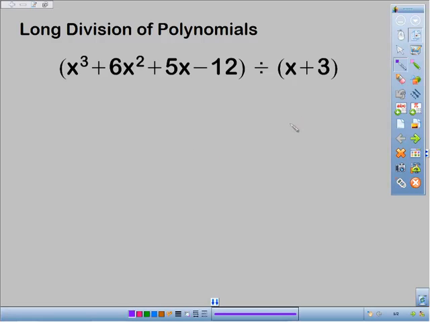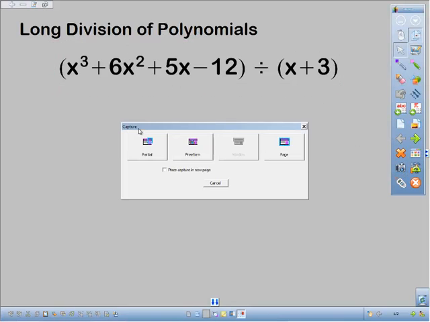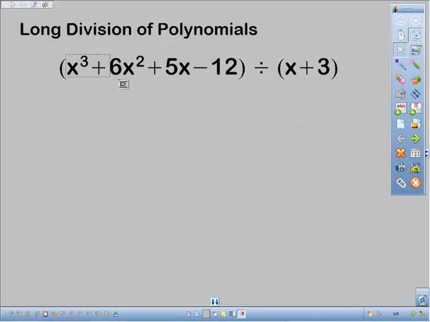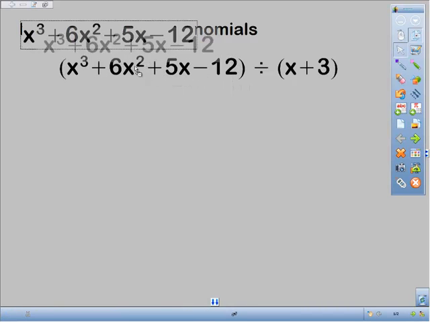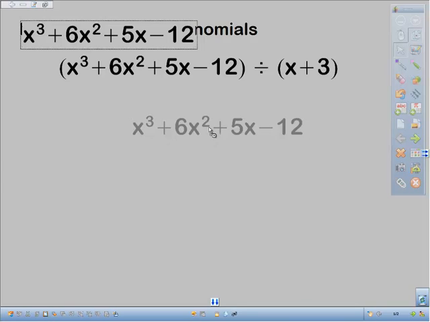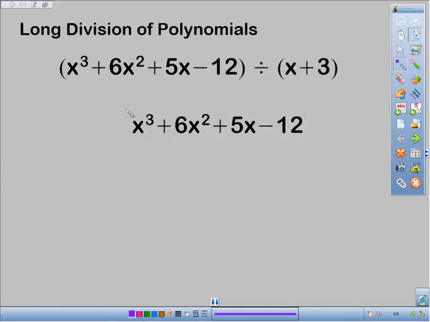Okay, so here we have an example of how to do long division of polynomials, and we're going to be starting with this example that we have on the screen here. We've got a cubic polynomial, x to the third plus 6x squared plus 5x minus 12. We're going to be dividing that by x plus 3, and so we're just going to start by setting up our normal division problem like what you set up in grade school, where we take the number we're dividing into and put it underneath the division sign like this. And then we'll put our other value up front here, x plus 3.